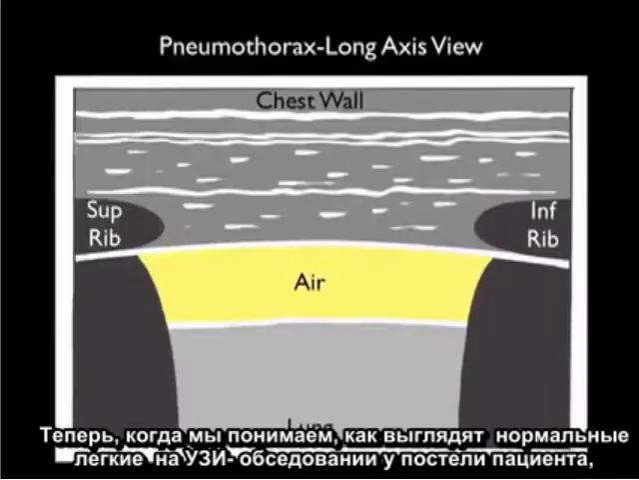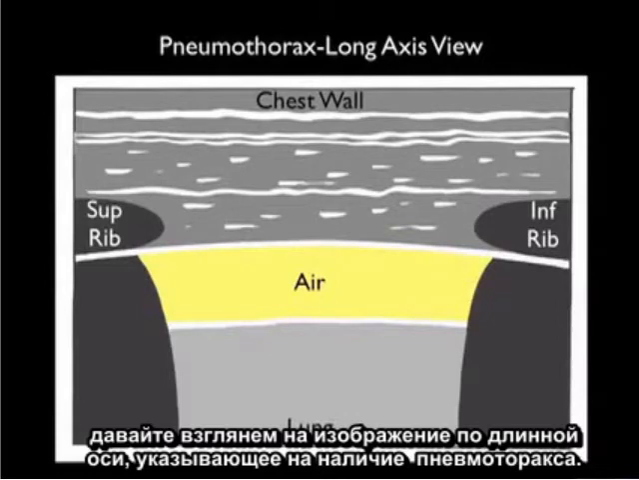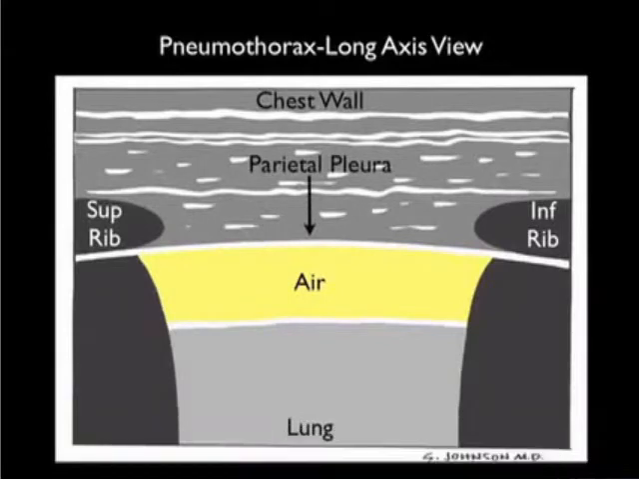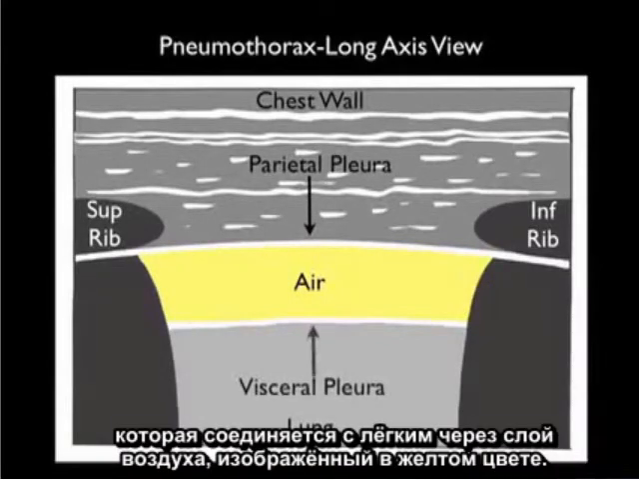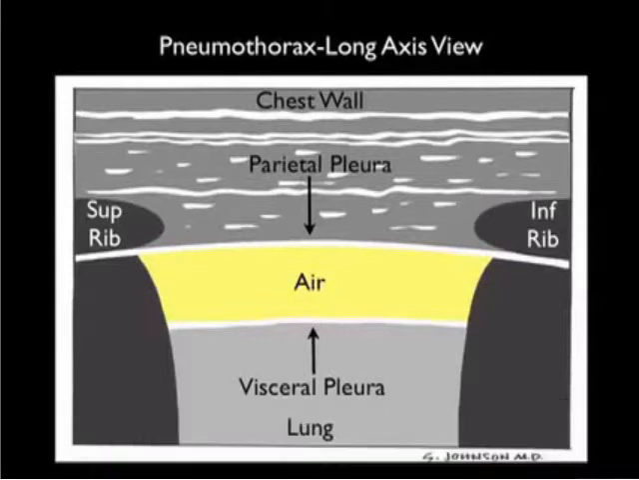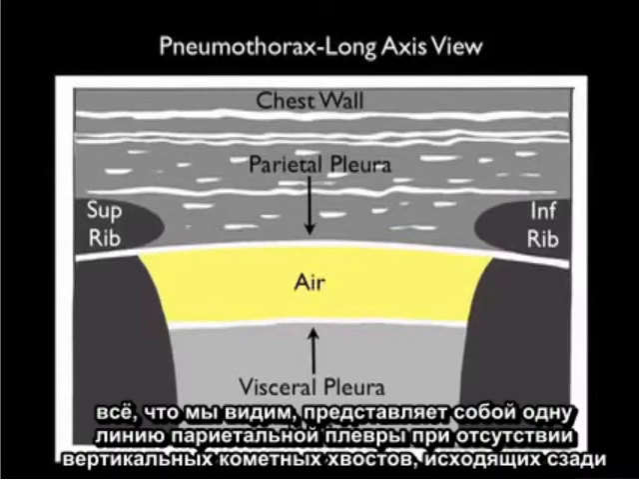Now that we understand what a normal lung looks like on bedside examination, let's take a look at a pictorial showing a pneumothorax in a long axis view. We see here that the parietal pleura is now split from the visceral pleura, which is attached to the lung, by a layer of air shown by the yellow color. It's the splitting of the parietal and visceral pleura that now causes a lack of lung sliding, and instead of the opposed visceral and parietal pleura sliding back and forth as the patient breathes, all we see is a single line, the parietal pleura, with a lack of vertical comet tails coming off the back.